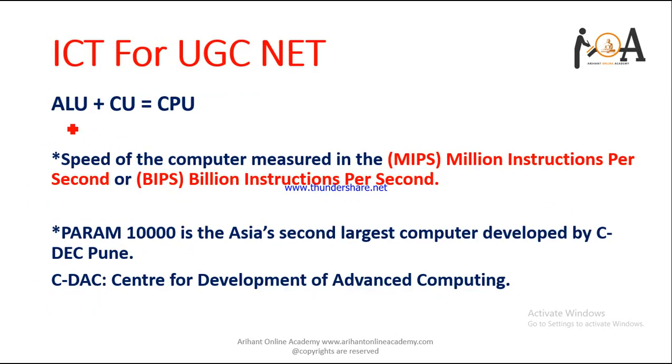Now some important points are there. The ALU plus CU, that is arithmetic logic unit and control unit, mix together to form the CPU, that is central processing unit. Basically the CPU is called the brain of the computer system, right?